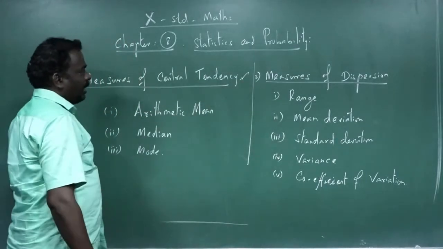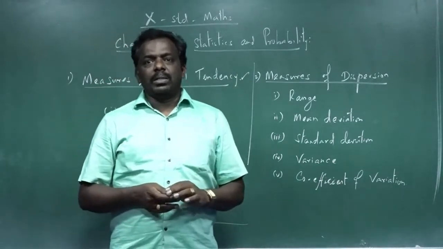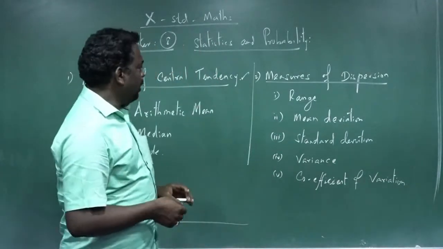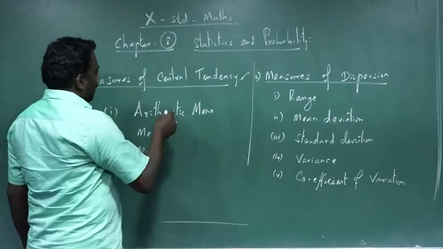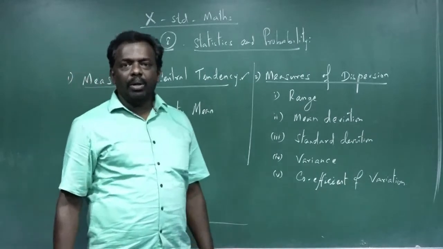Central tendency means the middlemost value. The middlemost value is called a measure of central tendency. In the measures of central tendency, the first one is called arithmetic mean. Arithmetic mean you already know.